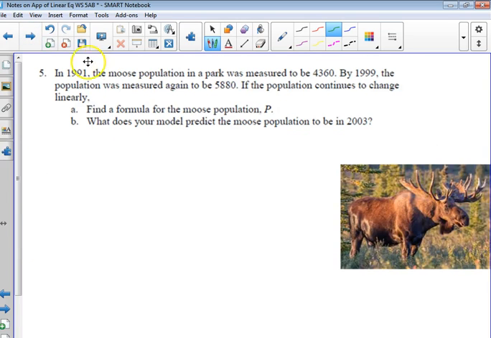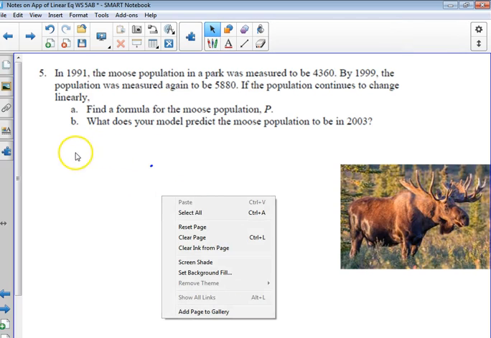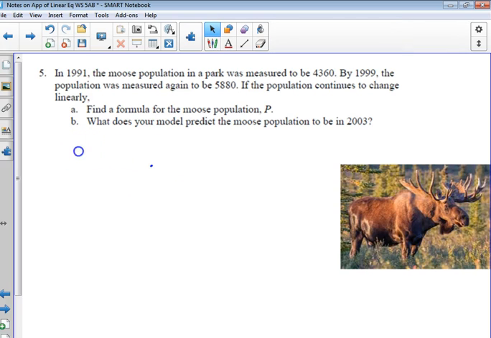All right. I'm actually going to skip number 5, except I would like you to just write the ordered pairs. So if you had to go back and do this one for practice, you don't have to, but it might be good to get ready for a test or a quiz. What would the ordered pair be here for the 1991 in the Moose?